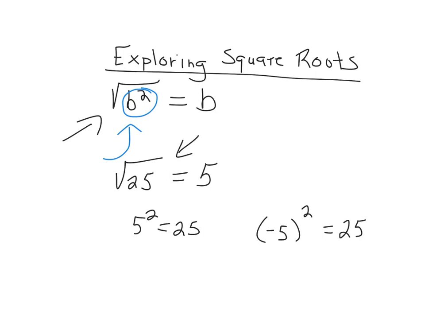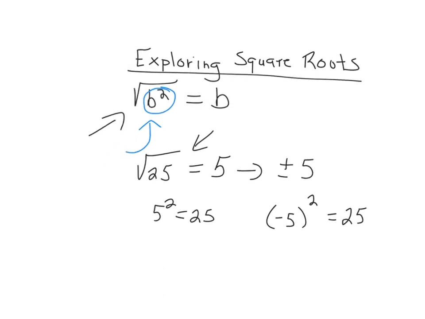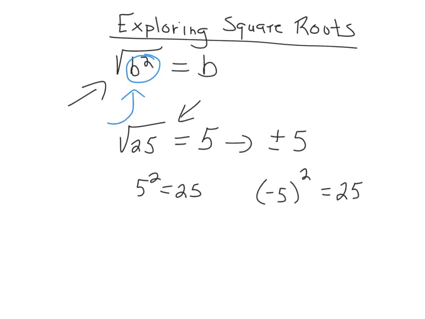So when we take the square root of 25, there's actually two answers. It's plus or minus 5. We could have a positive 5 or a negative 5 when we're taking square roots. And that's especially important with this module and when we are solving quadratic equations by taking square roots.